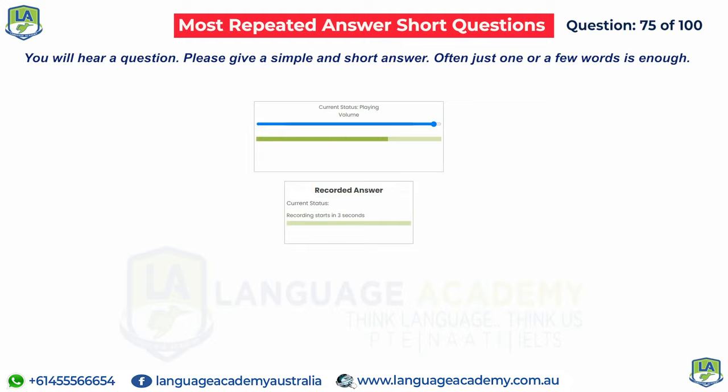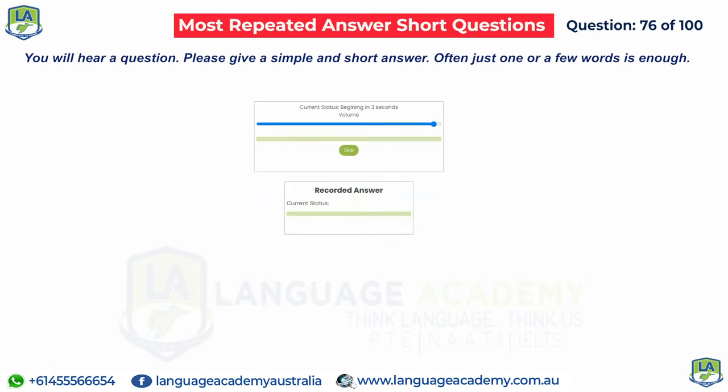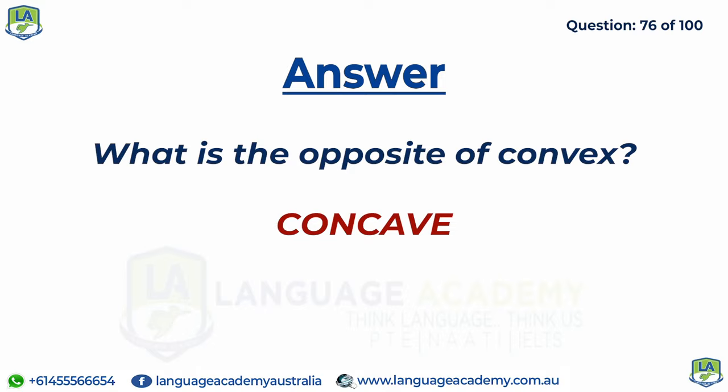What stellar system do the planets, such as Saturn, Jupiter, belong to? Solar system. What is the opposite of convex? Concave.